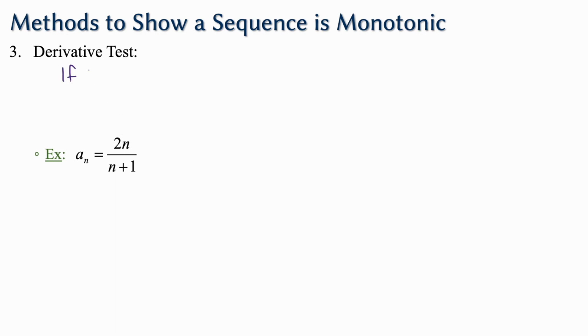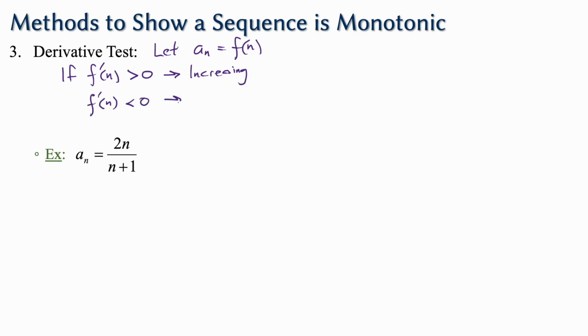So in this case, if you take the derivative, by the way, what we're going to do is let our sequence be viewed as a function of n, so I just want to use function notation. If we look at the derivative and the derivative is positive, what we can say then is it's increasing, because a positive derivative would imply that about the function. Likewise, if the derivative is a negative value, that would imply that the sequence would be decreasing.